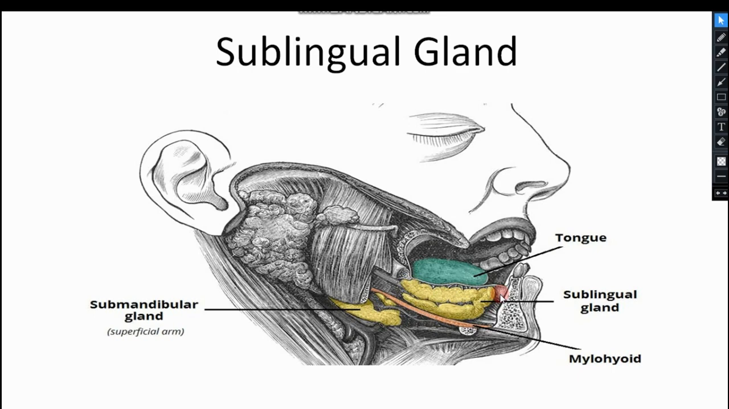When we see its posterior aspect, it is very close to the submandibular gland. Clear? So posterior is closer to the submandibular gland. On its superior surface, it is covered by the mucous membrane, and this is a fold, somewhat raised. This is known as the sublingual fold. Below this, on its inferior aspect, is the mylohyoid muscle. So superior, inferior, anterior and posterior aspects are clear.